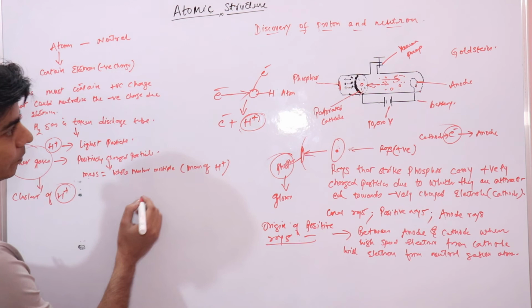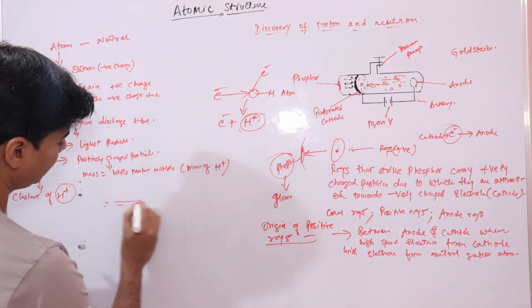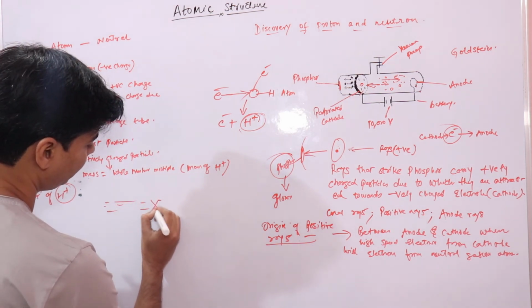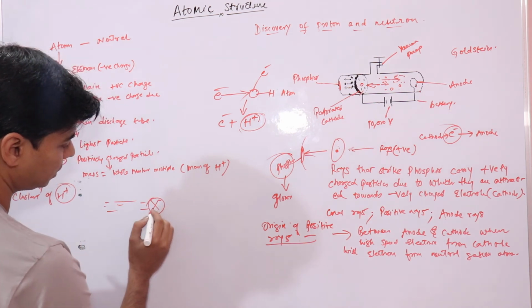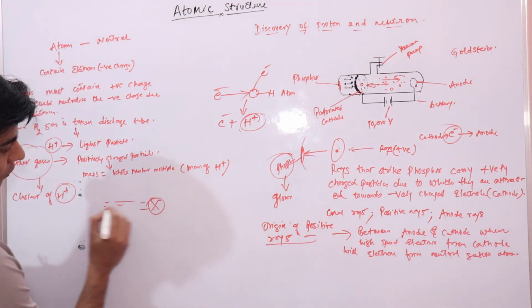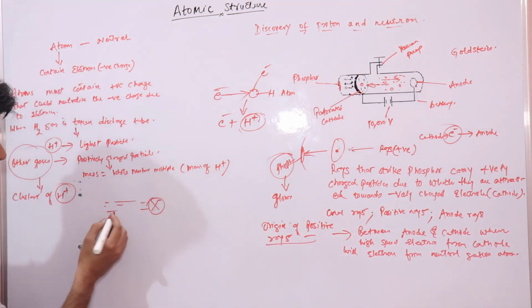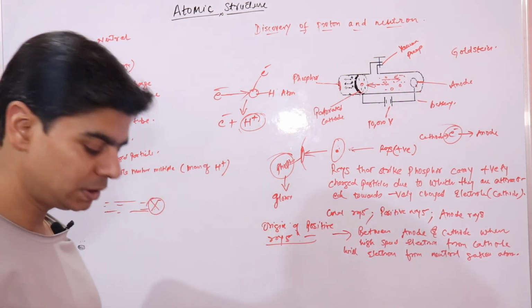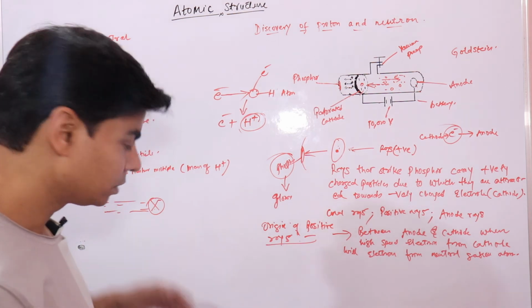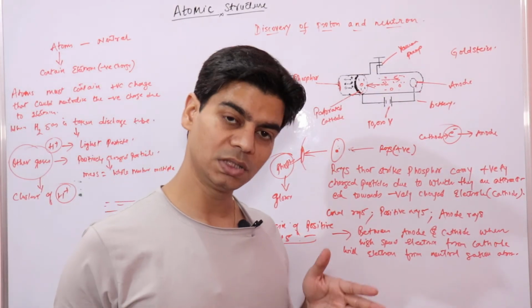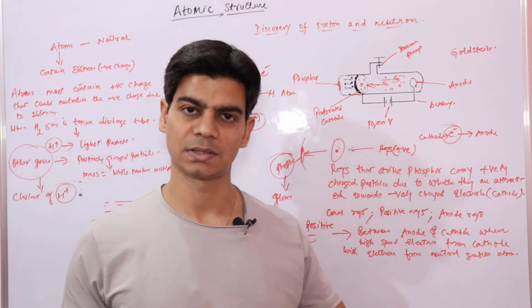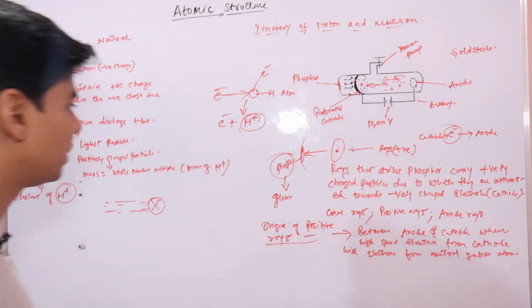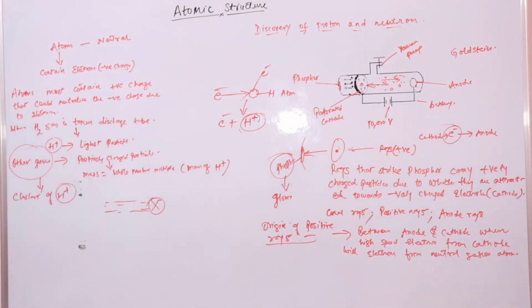And if I place a rotating paddle in the path of these rays, then this rotating paddle will start moving. These positive rays will cause this paddle to move. That means these positively charged particles, these positive rays, contain mass and weight. These are material particles. And there are some other properties.